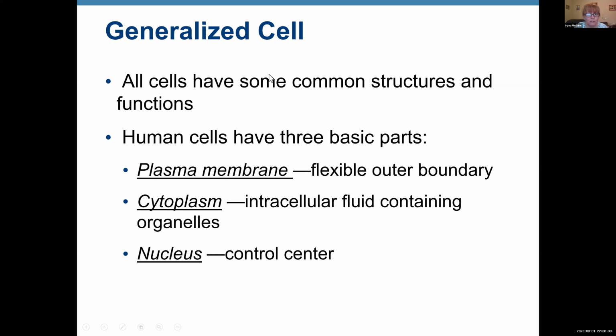But no matter what cell we are looking at, a general cell, and here we're talking about human cells, and humans are eukaryotic organisms, because the cell has a nucleus. So we're talking specifically about human cells. They all have a plasma membrane, a flexible outer boundary, and cytoplasm that includes cytosol and organelles. So cytoplasm is made of intracellular fluid and organelles. And the nucleus is the control center that contains DNA and RNA.